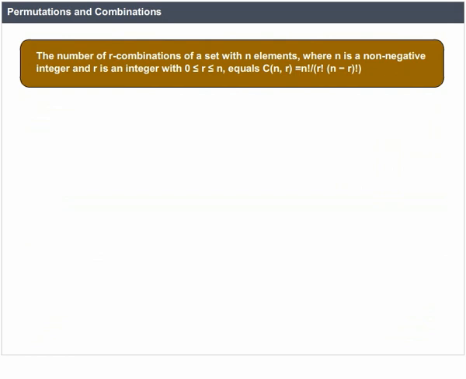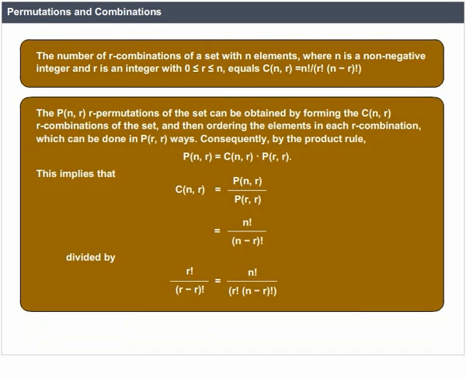The number of r-combinations of a set with n elements, where n is a non-negative integer and r is an integer with 0 less than or equal to r less than or equal to n, equals C(n, r) equal to n factorial divided by r factorial times n minus r factorial. The P(n, r) permutations of the set can be obtained by forming the C(n, r) r-combinations of the set and then ordering them.